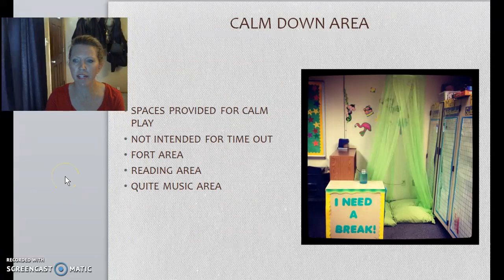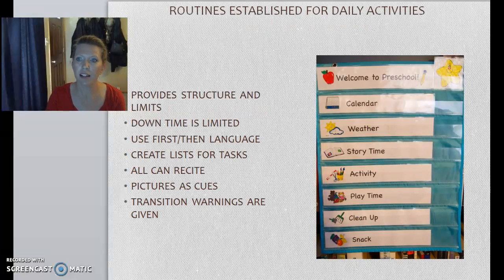Providing a calm down area. This is an example. It provides a calm space. It's not intended for timeout. It's kind of like a fort area, a reading area, a quiet music area. It's just a place to be able to go and be able to center yourself again.